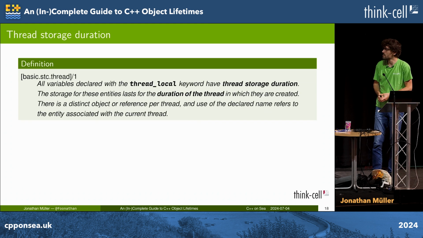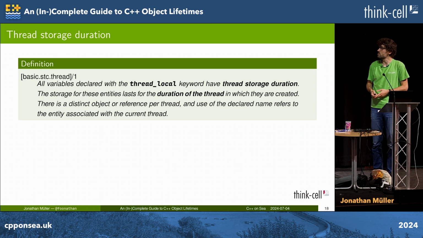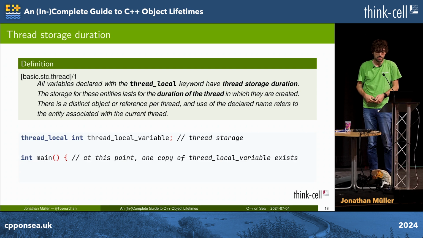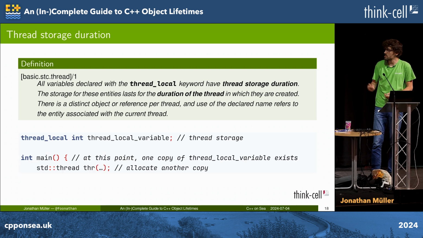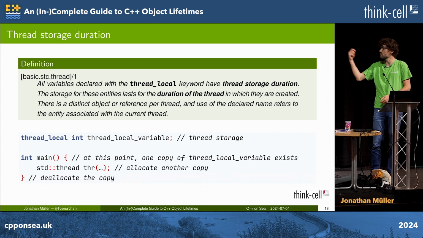Similar is thread_local. If you use the thread_local keyword, they have thread storage duration, and instead of being available throughout the entire program, it's only about the thread. And crucially, there's a distinct copy per thread. So when we make a thread_local, we create one copy of it when we start the main thread. And when we create another thread, we create another copy. And when we destroy the second thread, we will destroy the thread local copy of that thread, but the main one is still alive. So it's like static just per thread.